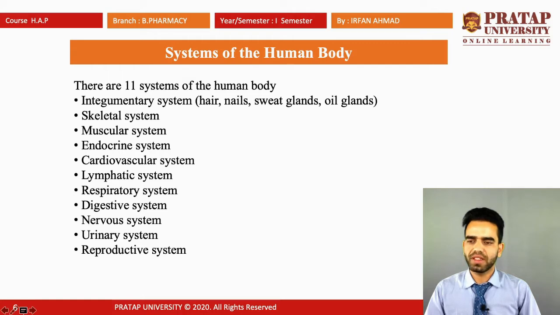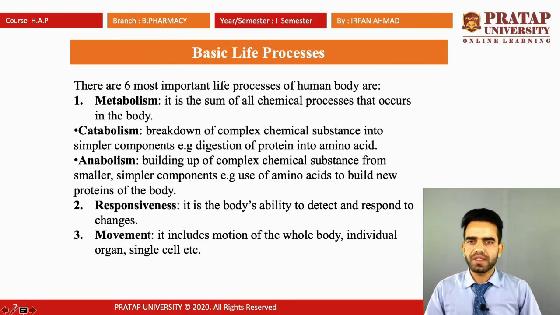So we have to study these systems in detail. Next is different basic life processes. So first basic life process is metabolism, meaning chemical processes that occur in the body. Now the metabolism can be either catabolic or anabolic.